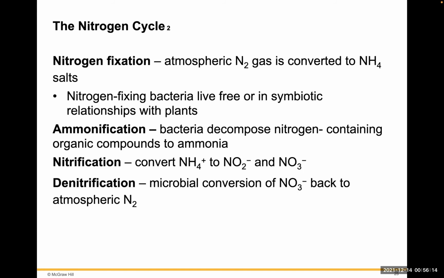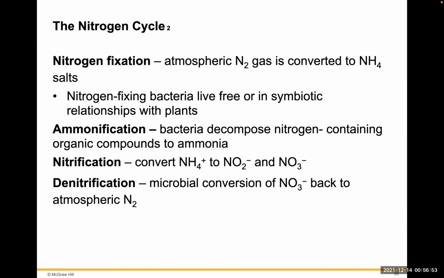Nitrogen fixation: atmospheric nitrogen is converted to NH4 salts, ammonium salts. Nitrogen-fixing bacteria live free or in symbiotic relationships with plants. That's how we get nitrogen into NH4 so you can use it. Ammonification: bacteria decompose nitrogen-containing organic compounds to ammonia, NH3. Nitrification converts NH4+, which is ammonium, to NO2-, which is nitrite, and NO3-, which is nitrate. Denitrification: microbial conversion of nitrate back to atmospheric N2, which completes the cycle.